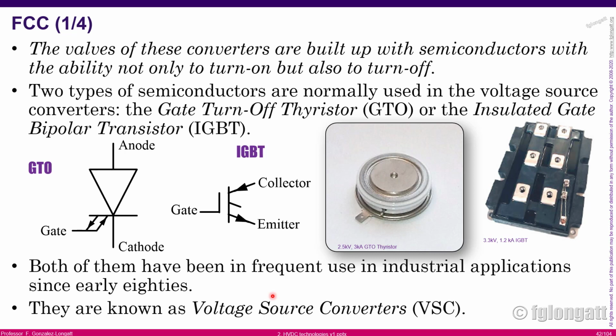But with the recent developments in materials and material science and other things related to microelectronics, now GTO and IGBT are a real possibility for high power applications, and that is the reason that modern converters, like the ones installed at BorWin in Germany, for instance, are voltage source converters.